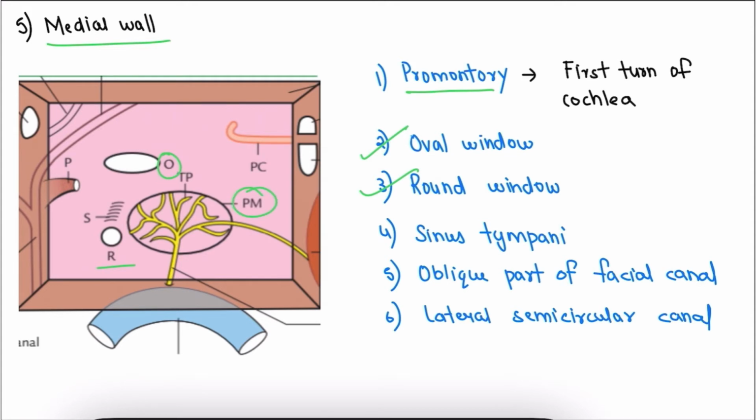Which is a nerve plexus, and the fourth one is sinus tympani. This is the sinus tympani, and the fifth one is the oblique part of the facial canal, present in the medial wall, and the lateral semicircular canal. Total 6 points in the medial wall: the first one is promontory, oval window, round window, sinus tympani, oblique part of facial canal and lateral semicircular canal.